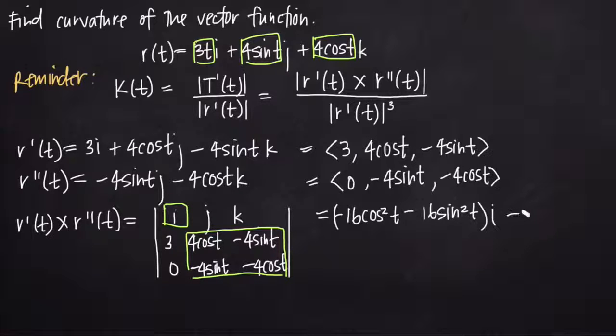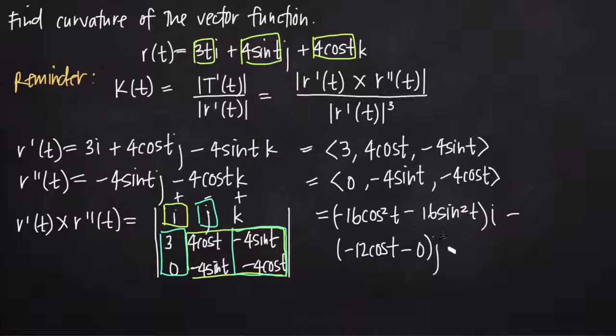Then we always subtract for j. Remember, we have positive, negative, positive. So we started with a positive in front, and we're going to subtract for j. So we get minus, and then for j, we're going to look at everything outside of the row and column that j is in. So looking at those, we're going to get 3 times negative 4 cosine t is negative 12 cosine of t, minus 0 times negative 4 sine of t, which of course is just 0, and we'll multiply that by j.